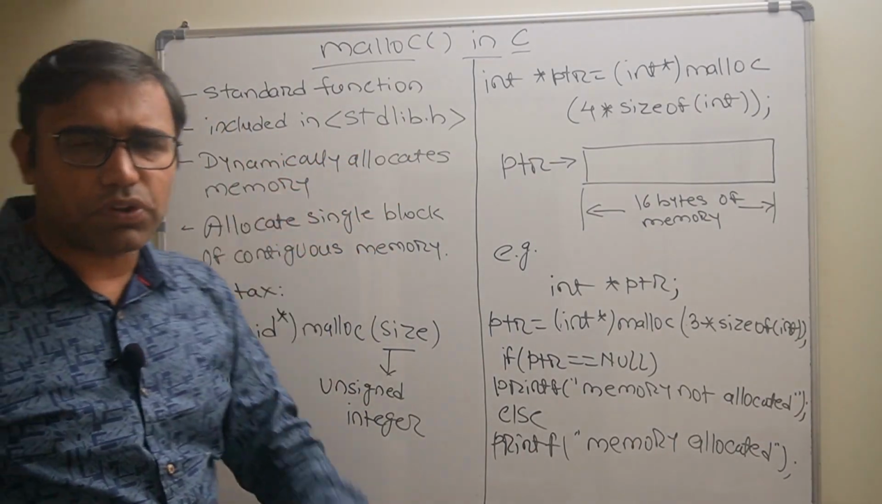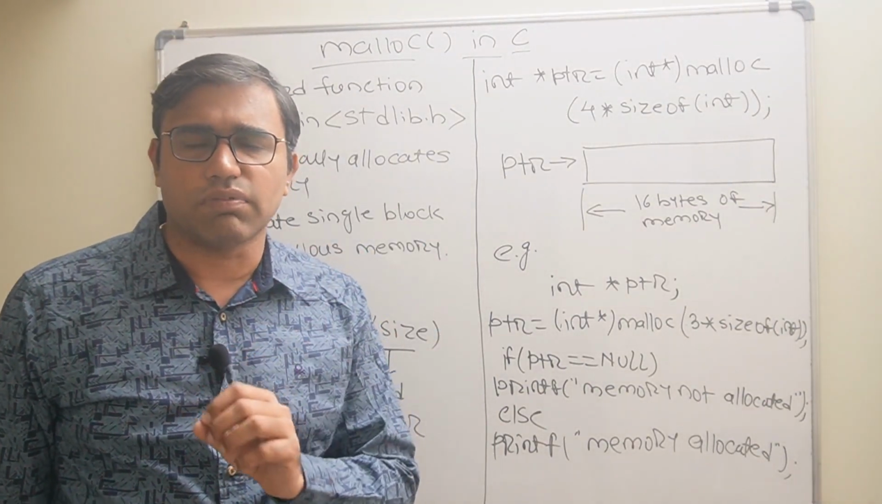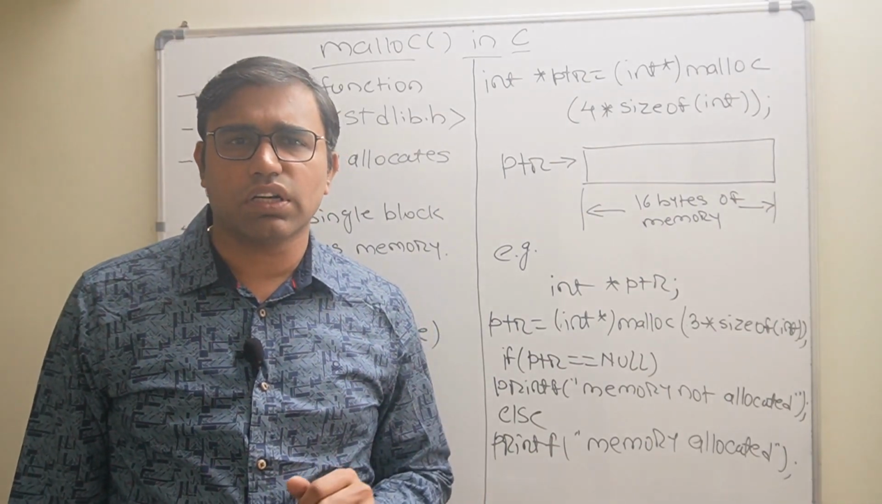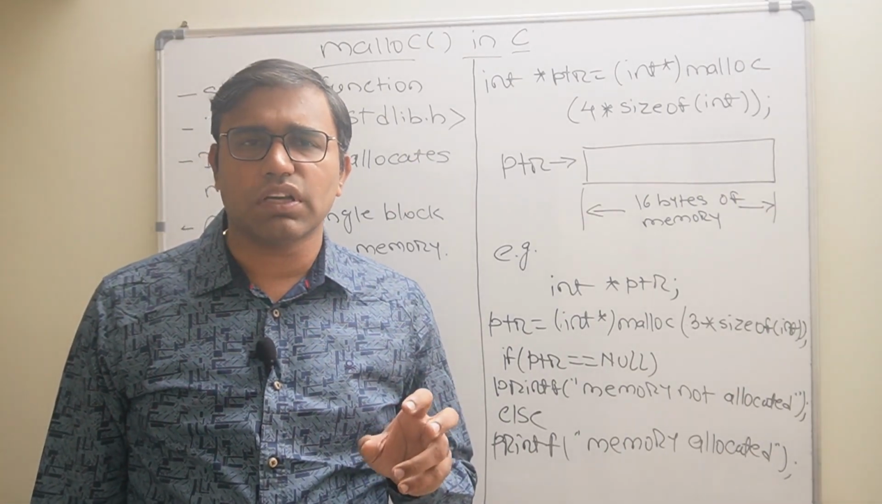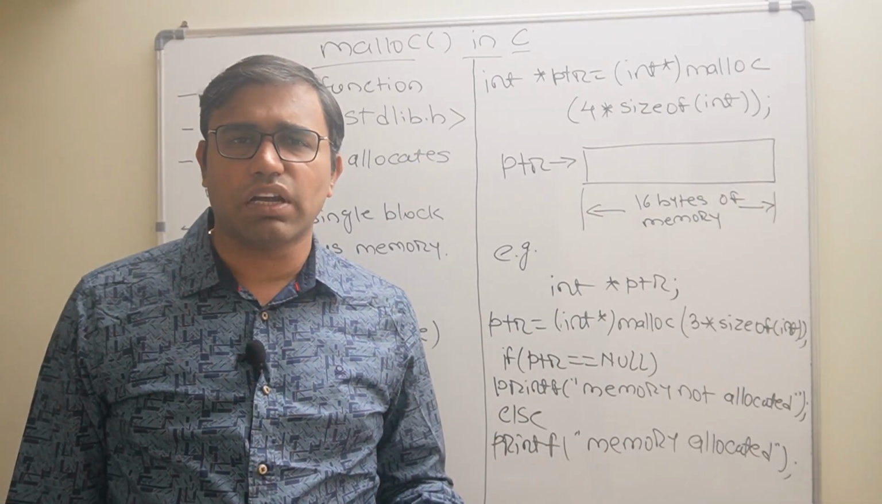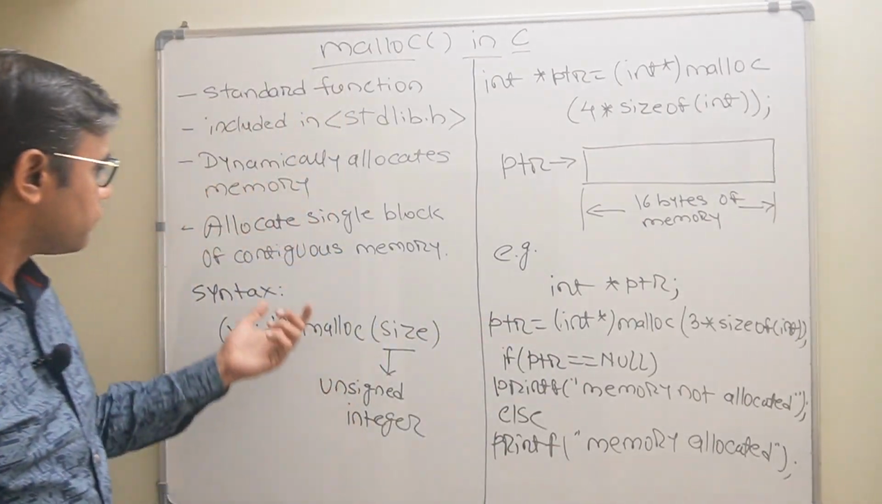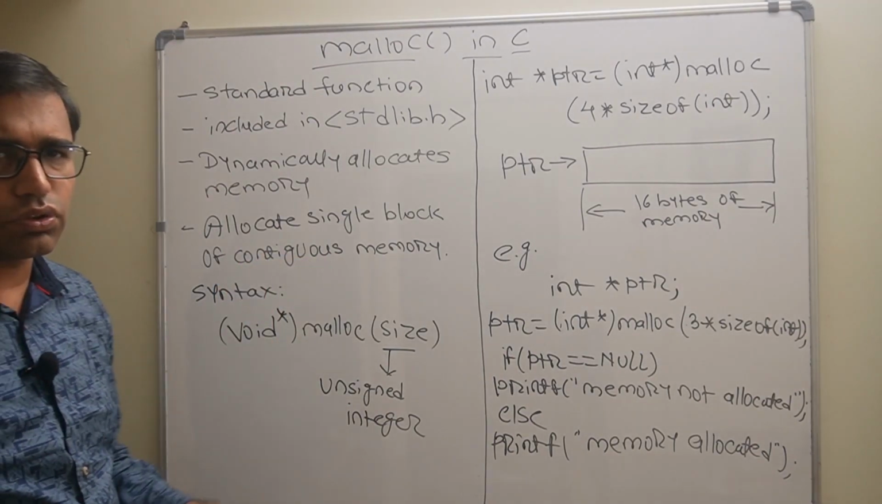So, what is the purpose of malloc? The purpose of malloc is to allocate memory at runtime. It dynamically allocates the memory. There are two ways to allocate memory: static and dynamic. In the static way, the memory is allocated at compile time, while in dynamic allocation, the memory is allocated at runtime. It allocates a single contiguous block of memory.